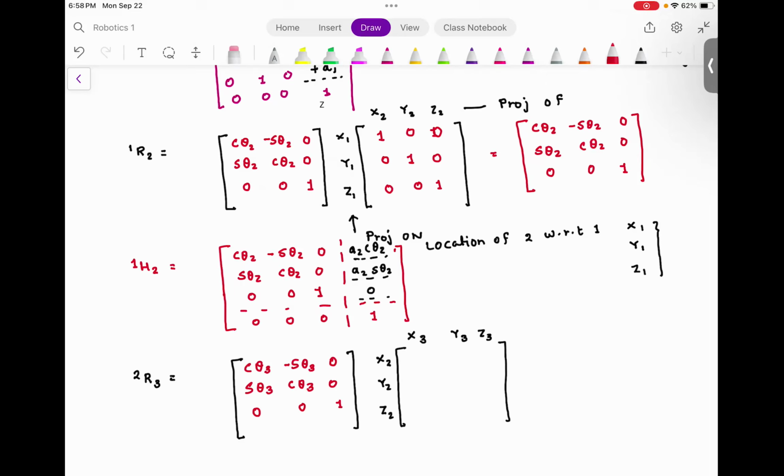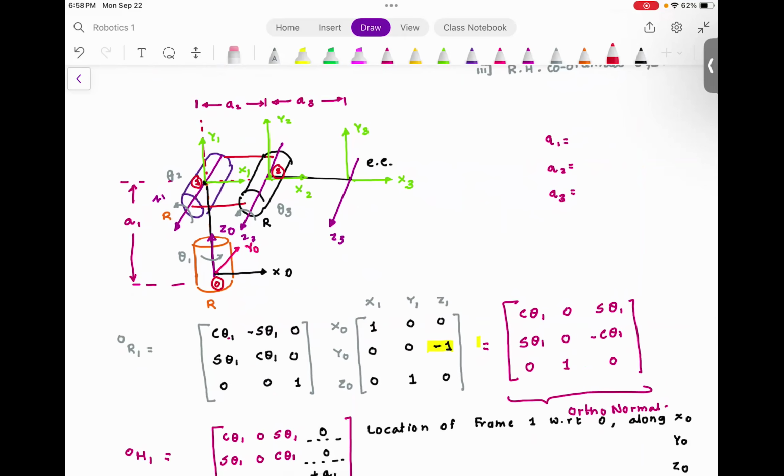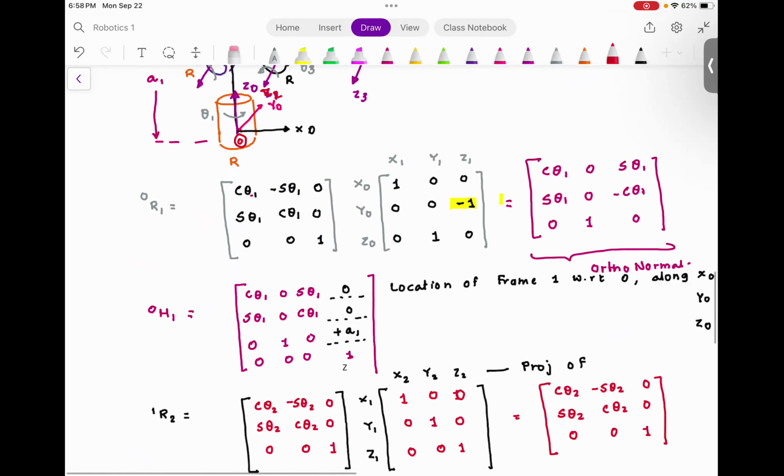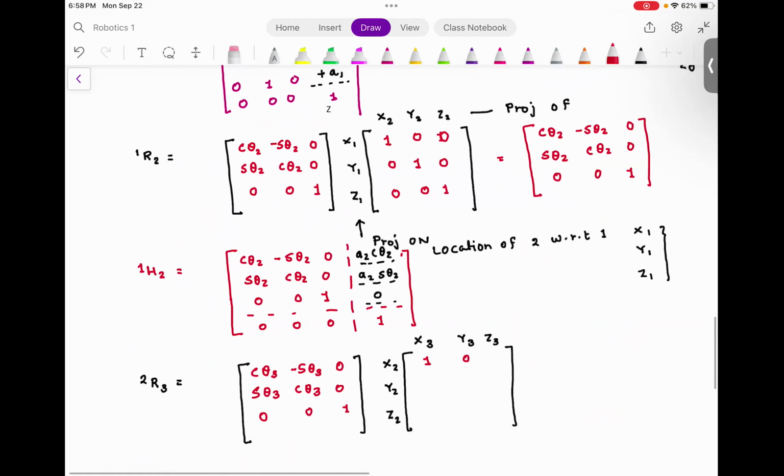Now, I want you to note that frame 3 is aligned with frame 2. Can you see that frame 3 is aligned with frame 2? This is your Z2. Z2 is aligned with Z3. X2 is aligned with X3. And Y2 is aligned with Y3. See that? Which means my projection matrix is going to be an identity matrix. So 1, 0, 0, 0, 1, 0, 0, 0, 1.